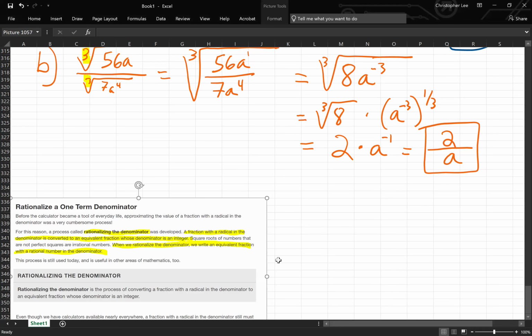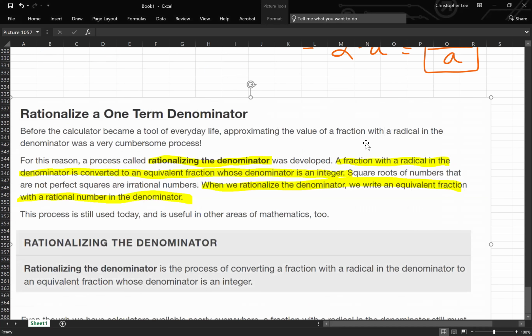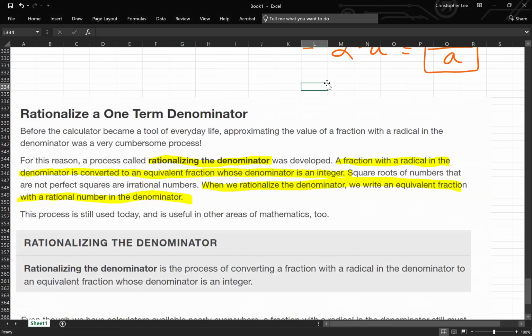All right, so check this out, right? Now we're going to talk about rationalizing a one-term denominator. So before the calculator became a tool for everybody of everyday life, approximating the value of a fraction with a radical in the denominator was a very cumbersome process. For this reason, a process called rationalizing the denominator was developed.